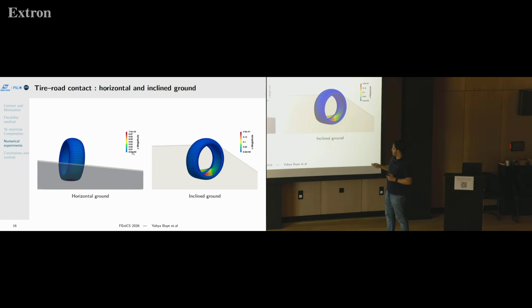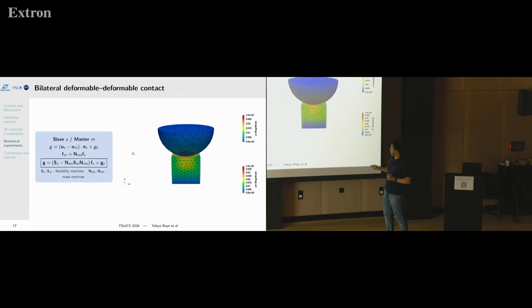And these are some examples with contact between ground and tire. We can also extend it to bilateral contact, meaning having two deformables interacting. And the idea is just that the gap now doesn't depend only on the displacement of one body, but on the relative displacement of the two. And you will have an equivalent compliance matrix that you can use for your LCP to solve the problem.